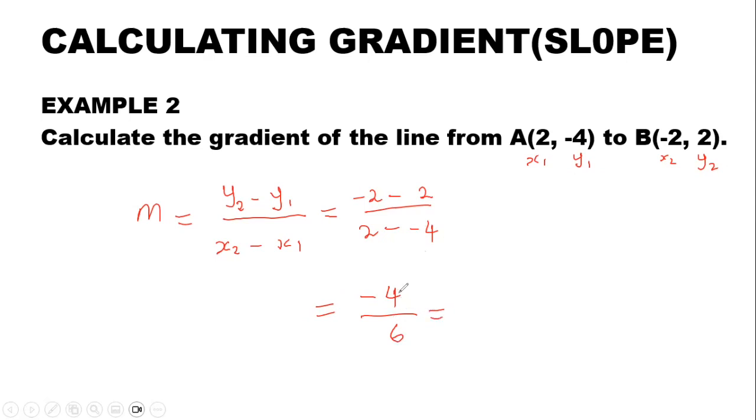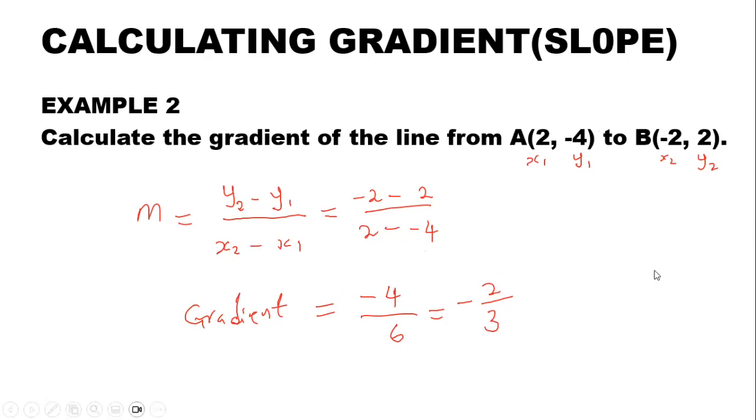So in this case, we have to simplify our fraction because it can be simplified. So this becomes -2 can go into 4 2 times and go into 6 3 times. So it means that the gradient of the line that passes through the 2 points, A (2, -4) and B (-2, 2), is -2/3.